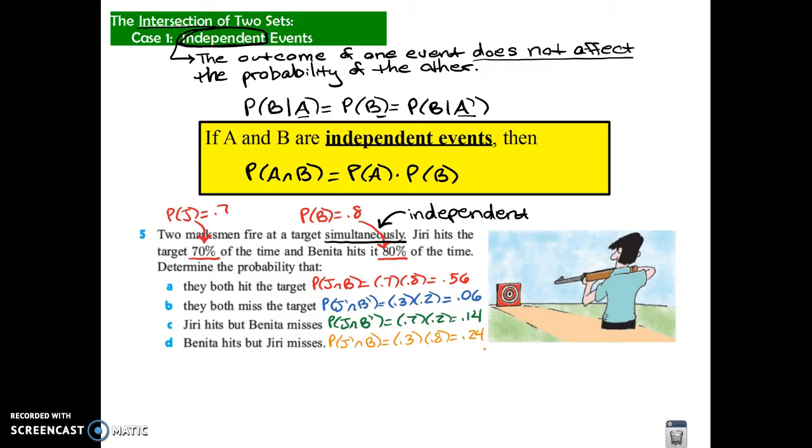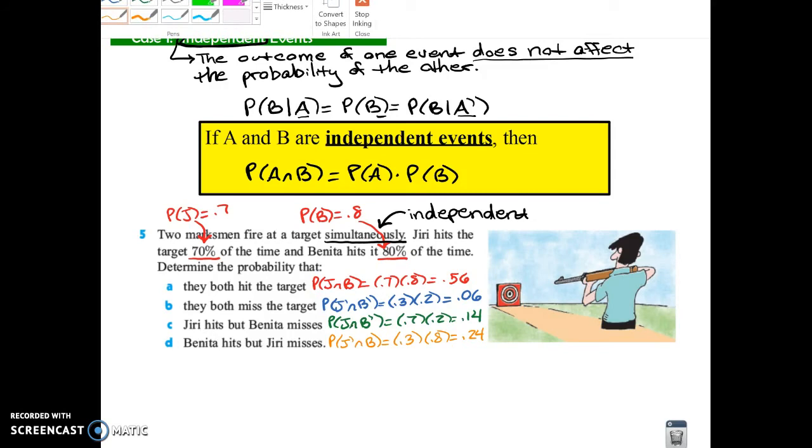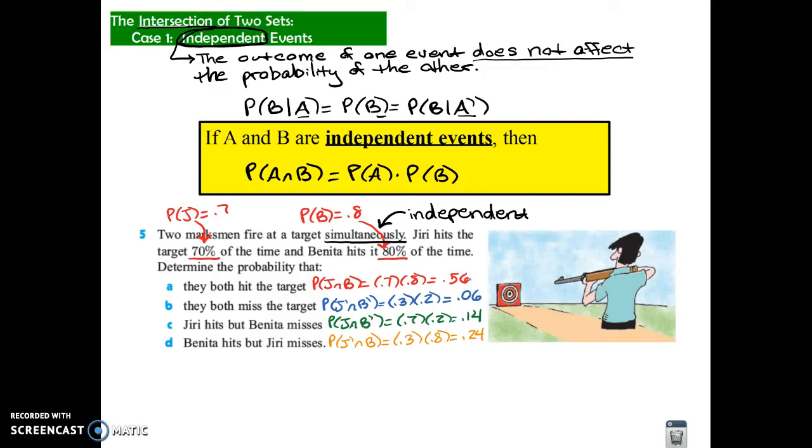Let me just say a few things about these results. First off, I didn't leave myself very much space here, but it would have been better if I had stated these answers as percentages. The only reason that really matters is because it would have matched what was stated in the original problem. So 56%, 6%, 14%, 24%.